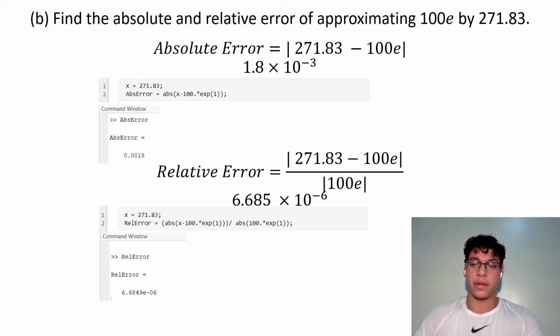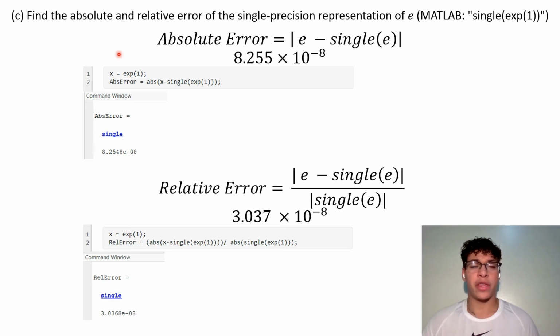And now let's go into part C. Part C asks to find the absolute and relative error of the single precision representation of Euler's number. In MATLAB, we would use the command single of exp of 1. And single precision actually means a floating number value of 32 bits in the programming, which in this case would just make Euler's number a much more precise number. Basically, a much more precise true value of Euler's number.